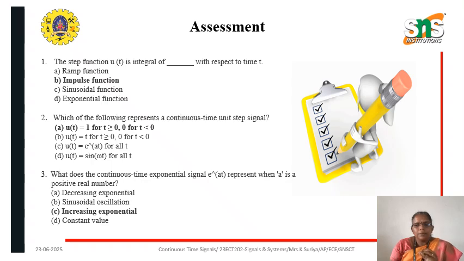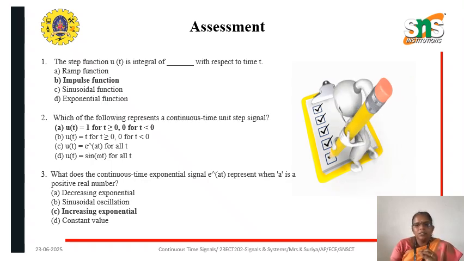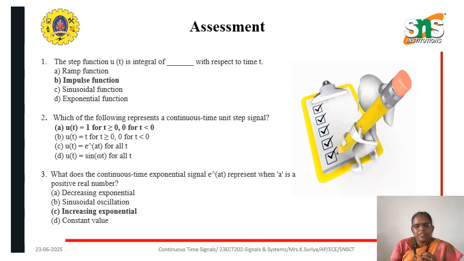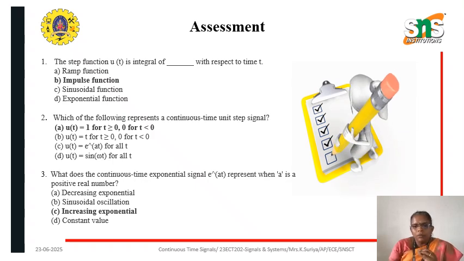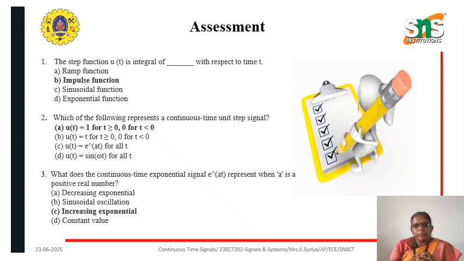So let us take up some assessment questions. The step function u of t is integral of dash with respect to time. So it is the integral of impulse function. So u of t is equal to integral of del of t dt. Which of the following represents a continuous time unit step signal? The answer is u of t is equal to 1 for t greater than or equal to 0 and it is equal to 0 for t less than 0.